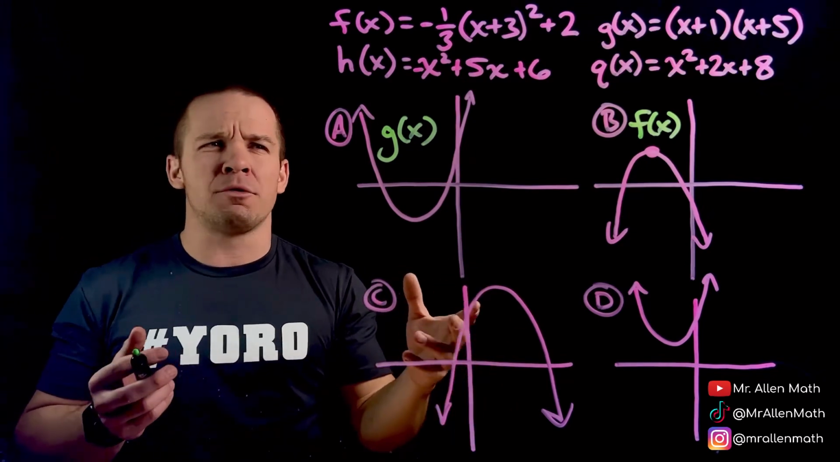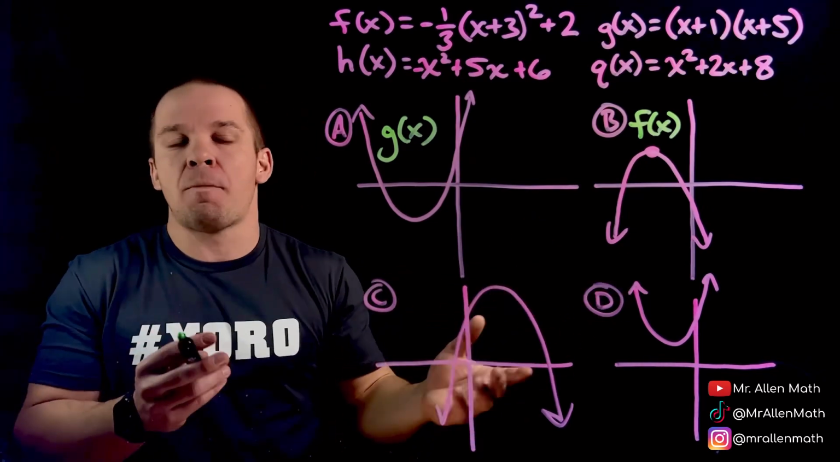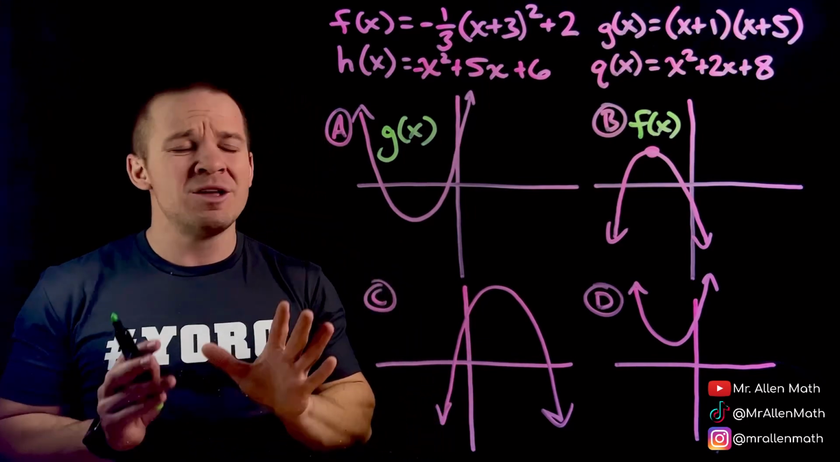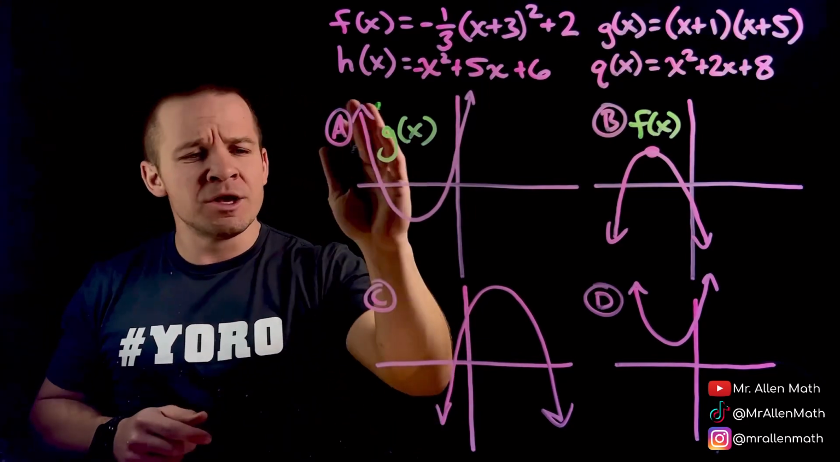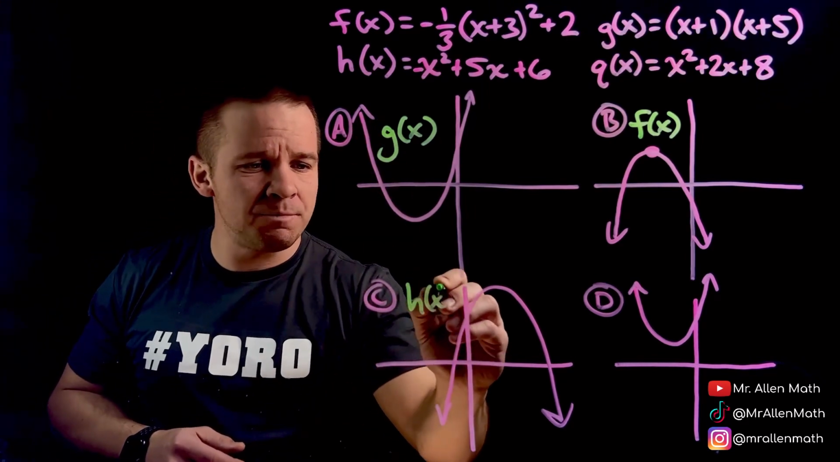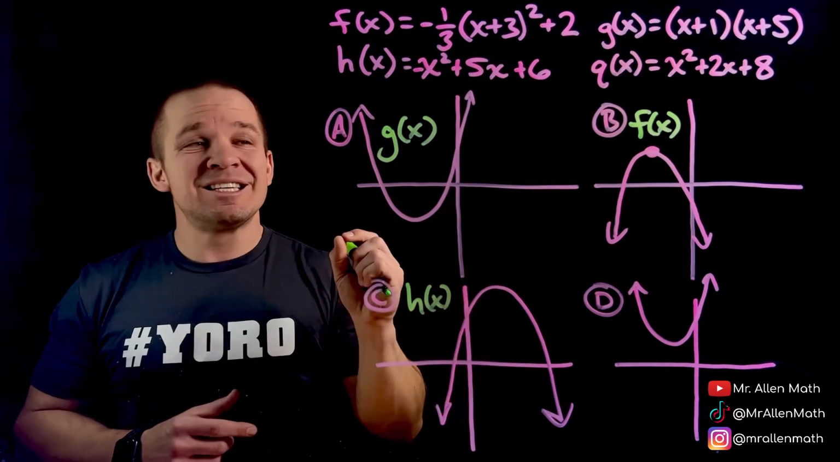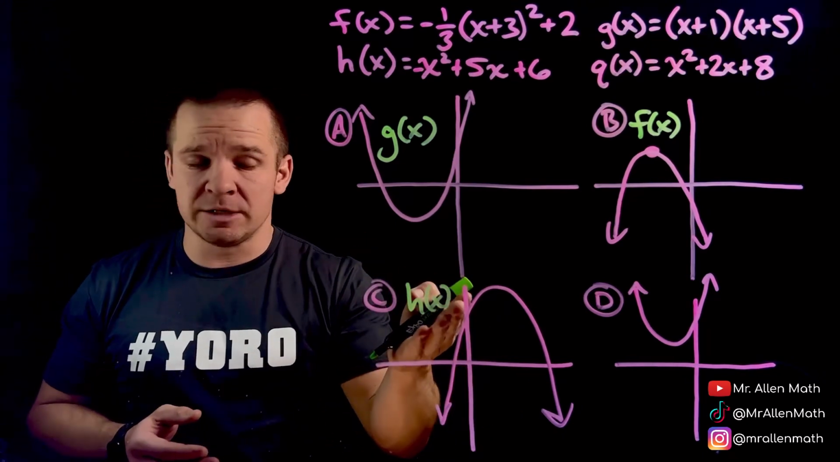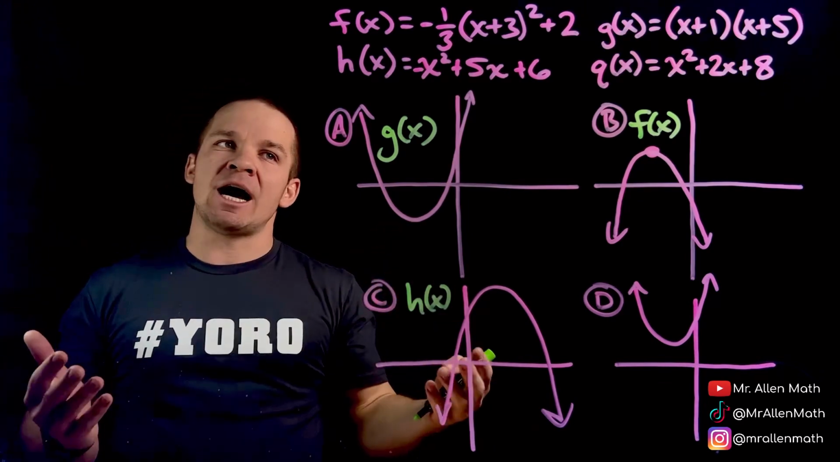So you might be like, why are you going through all that stuff? What if there were more possibilities here, all right? Just trying to help you out, bro. So h of x is C, and again, the reason being here, I have a +6 for my y-intercept. That's plausible there, and it's concave down.